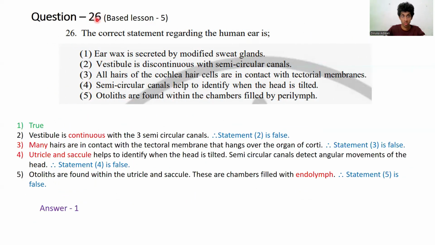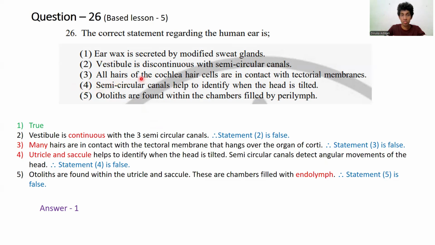Question number 26. It is also based on the fifth lesson. The correct statement regarding the human ear is: number 1, earwax is secreted by modified sweat glands. That is true. Earwax is secreted by modified sweat glands. Number 2, vestibule is discontinuous with semicircular canals. No, that is false because the vestibule is continuous with the 3 semicircular canals.